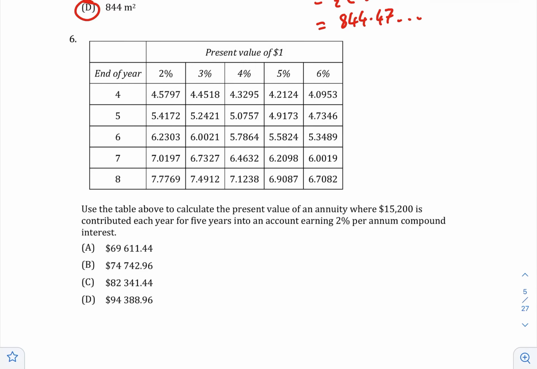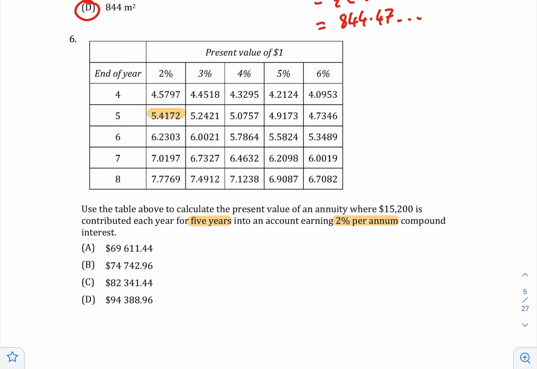Next, for 6, we need to use the table above to calculate the present value of an annuity where $15,200 is contributed each year, for 5 years, earning 2% per annum compound interest. Okay, so I'm going to highlight some things: 5 years, 2% per annum. Because it's happening yearly, we can just use that directly in the table. So what's 2% for 5 years? We get this number here.